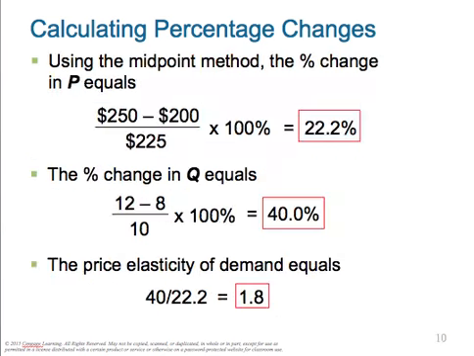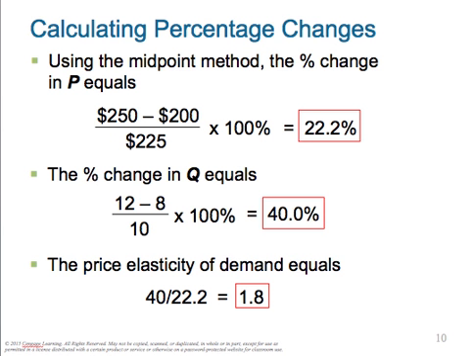This addresses that issue. So using the midpoint method, the percentage change of price equals 250, the end value, minus the start value of 200, and then we divide by the midpoint and convert it to percentage terms, and we get 22.2%. Again, this is just for the percentage change. This isn't the elasticity calculation yet. Now we look at the percent change in quantity. In value, we had a quantity demanded of 12 and a start value of 8. So 12 minus 8 over the midpoint, which is 10, converted to percentage terms, gives a 40% change. So you have a 22.2% change and a 40% change.